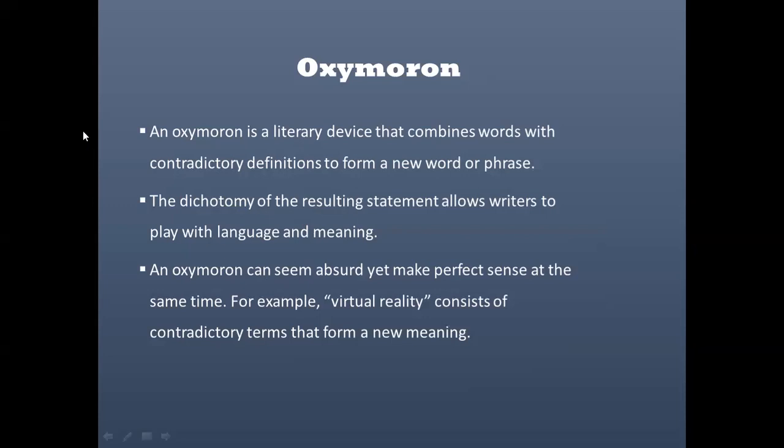An oxymoron is a literary device that combines words with contradictory definitions to form a new word or phrase. The dichotomy of the resulting statement allows writers to play with language and meaning. An oxymoron can seem absurd yet make perfect sense at the same time. For example, virtual reality consists of contradictory terms that form a new meaning.